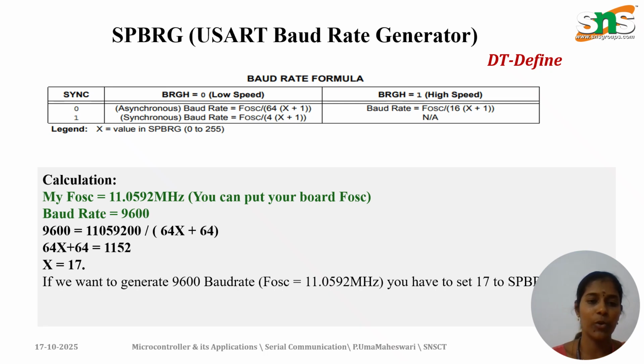So it works by storing a value that determines the period of time. The value loaded into SPBRG is calculated using the system's oscillator frequency and the desired baud rate. The calculation is based on the baud rate you are setting. This register is a counter that generates the clock signal for the USART module.